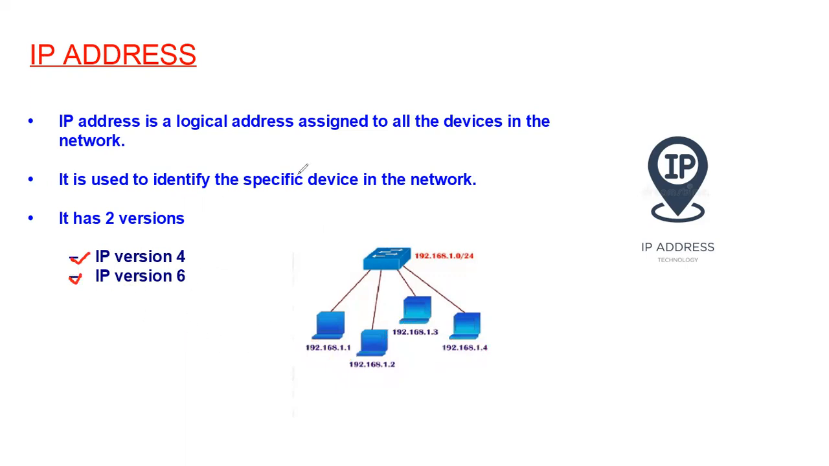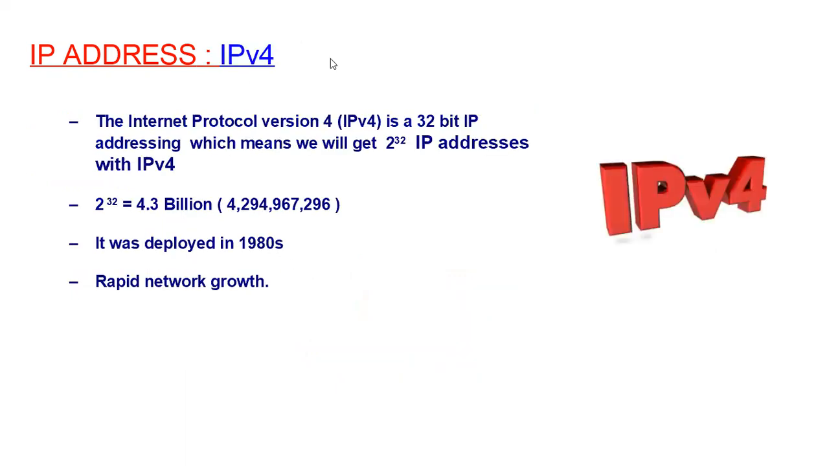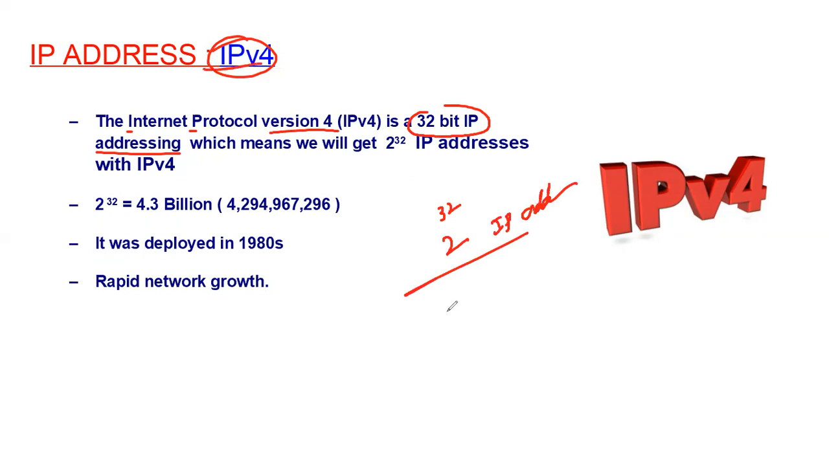Let us discuss these two versions. We'll see what is IP version 4 first. IP stands for Internet Protocol. V4 means version 4. IP version 4 is a 32-bit IP addressing. What does it mean by 32-bit IP addressing? It means you will get 2 power 32 IP addresses with IP version 4. So 2 power 32 means you will get 4.3 billion IP addresses with IP version 4.